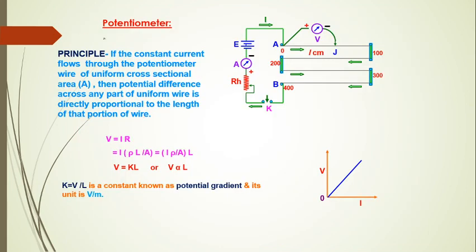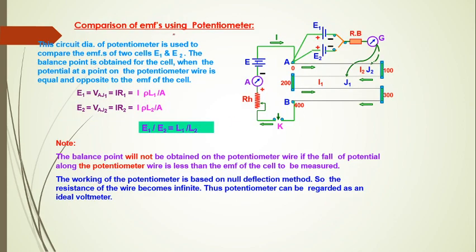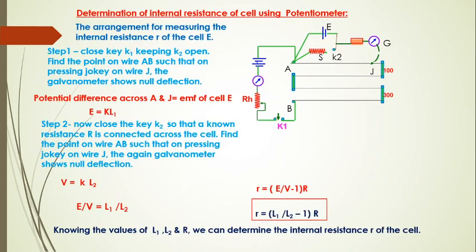Another device is known as a potentiometer. It has a large number of turns of wire of uniform area of cross section, and a constant current passes through it. The potentiometer is a device used to compare the EMF of two cells. This is one application, and it is also used to determine the internal resistance of a cell.